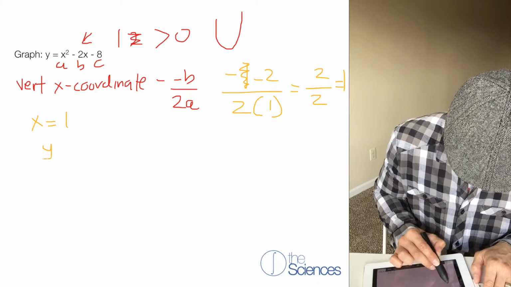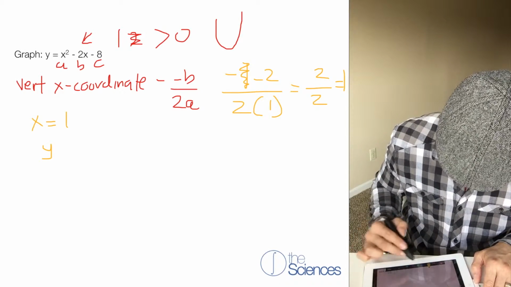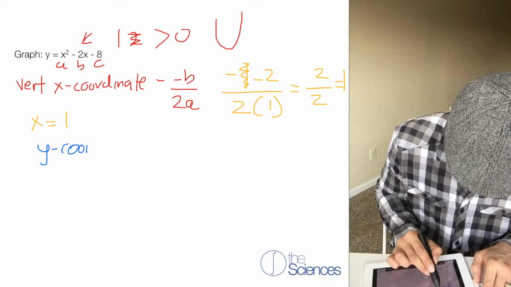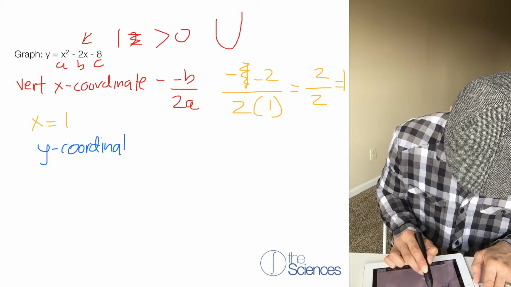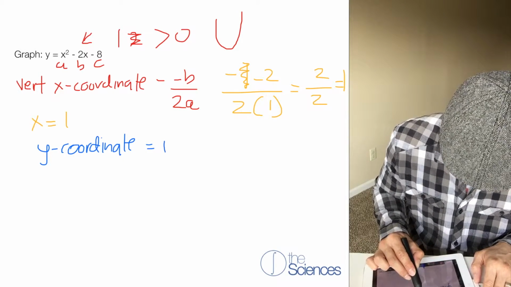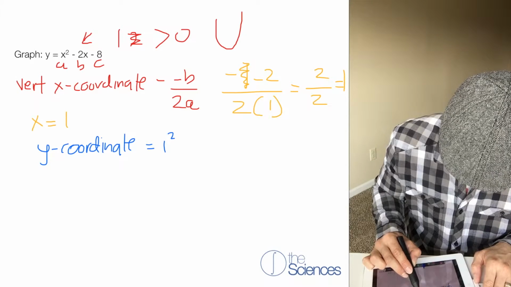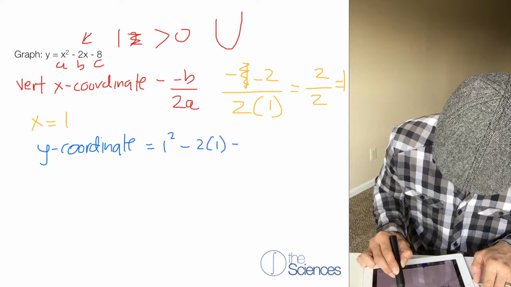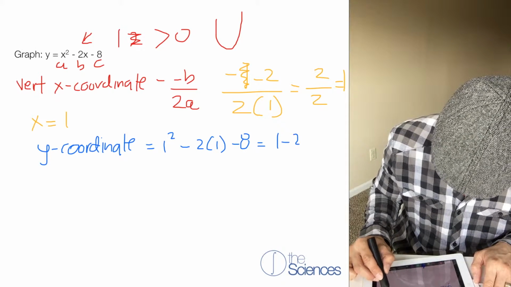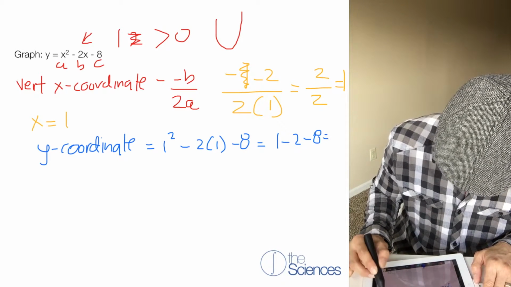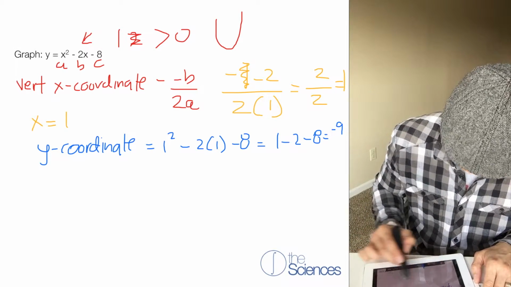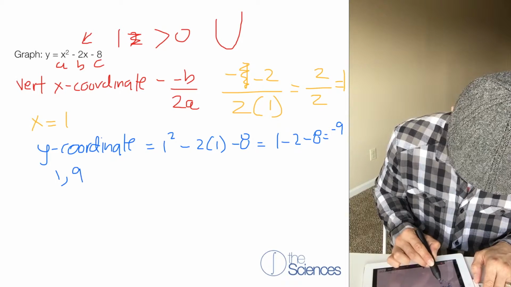Now our y-coordinate, we substitute 1 into the equation. So we get 1 squared minus 2 times 1 minus 8. So this gives us 1 minus 2 minus 8, which equals negative 9. So that's our vertex, 1, negative 9.